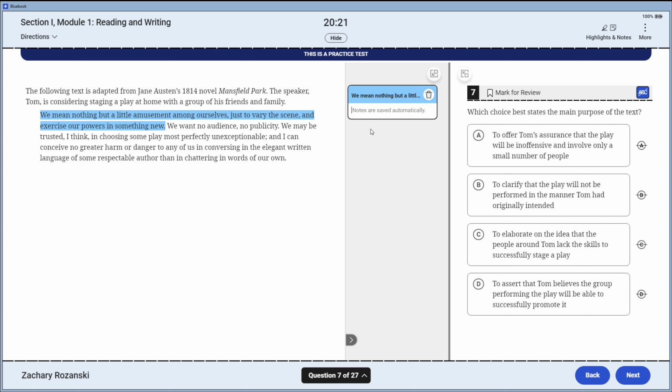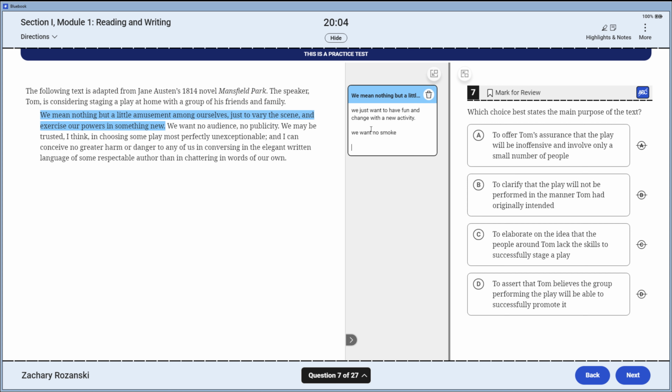We mean nothing but a little amusement among ourselves. We just want to have fun and change with a new activity. We want no smoke. We want no recognition.